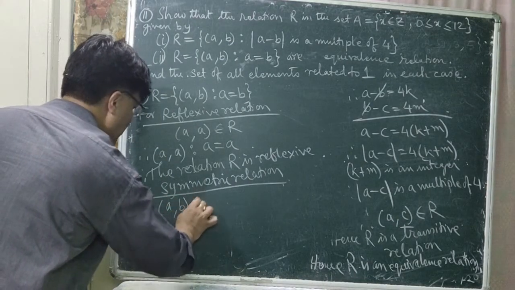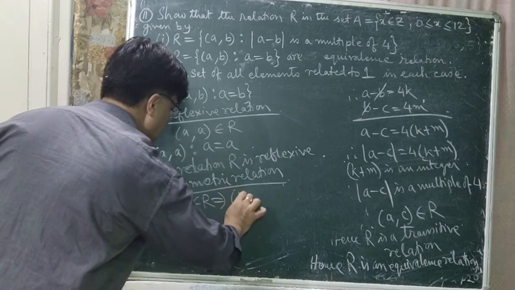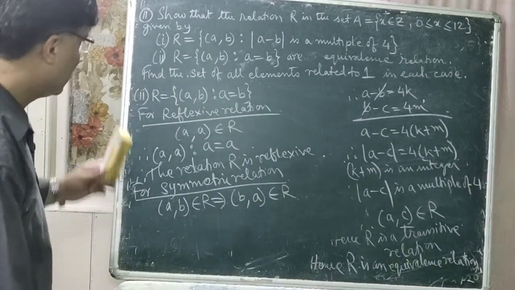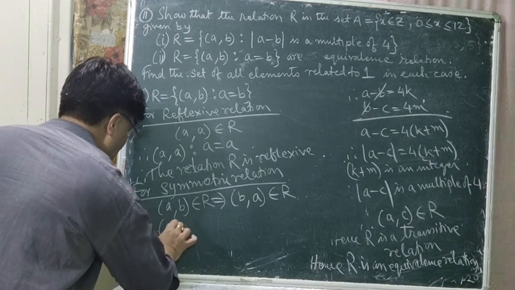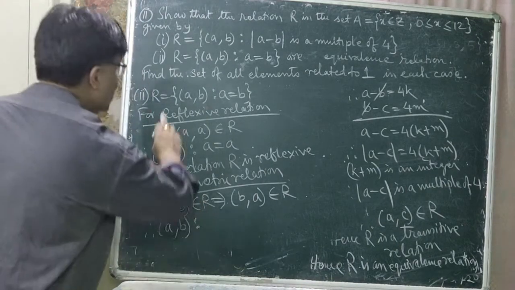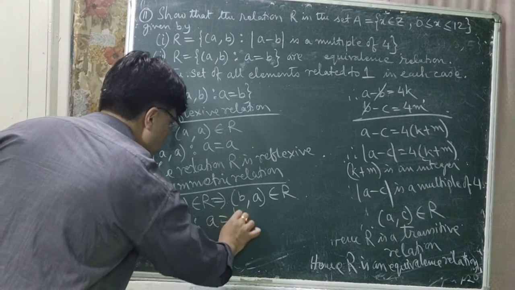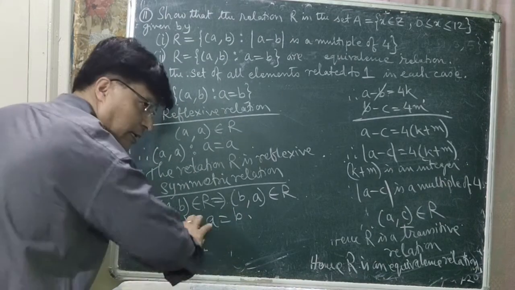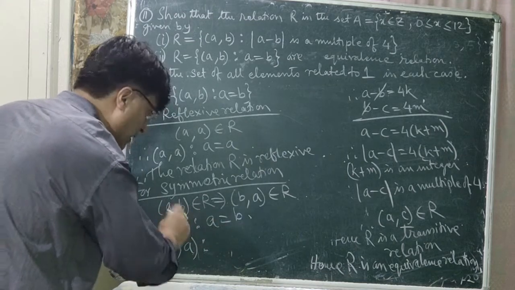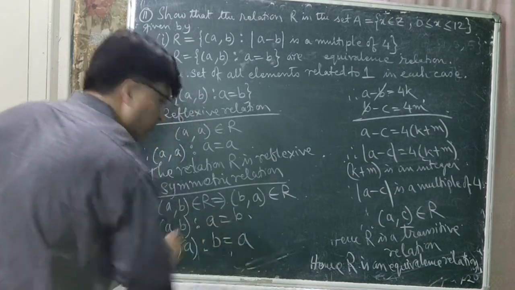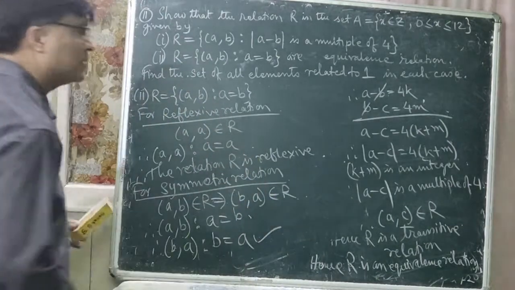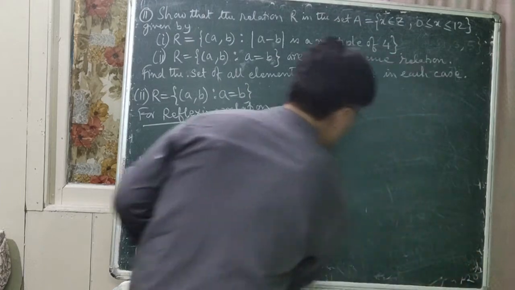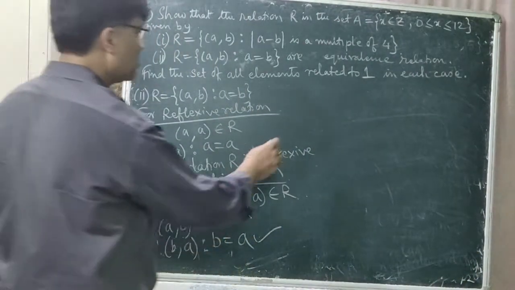A comma B belongs to the relation R implies that B comma A belongs to the relation R. That is, A comma B such that A is equal to B. So B comma A, we can write the reverse also, that is B is equal to A. It is also correct. So hence R is a symmetric relation.